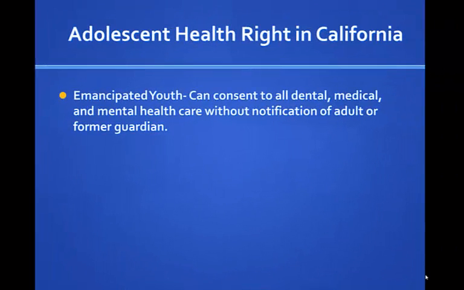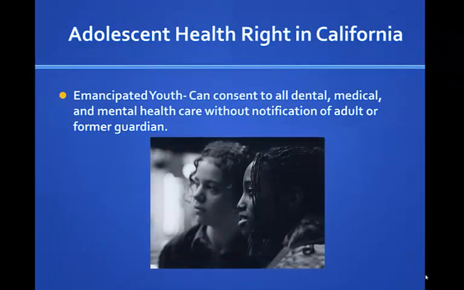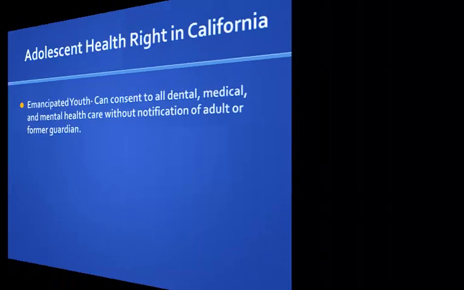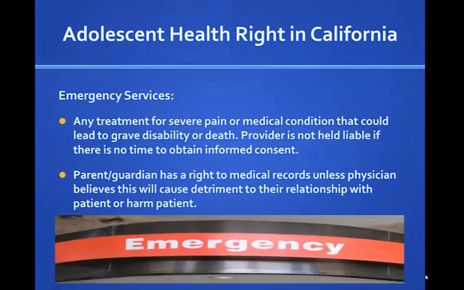For the emancipated youth, they can basically be considered adults. They can consent to all dental, medical, and mental health care without notification of an adult or their former guardian. For emergency services, you can proceed with treatment for any severe pain or medical condition that could lead to grave disability or death, and not be held liable for not obtaining informed consent previous to treatment. The parent or guardian has a right to the medical records unless the physician believes this will cause a detriment to their relationship with the patient or harm the patient.